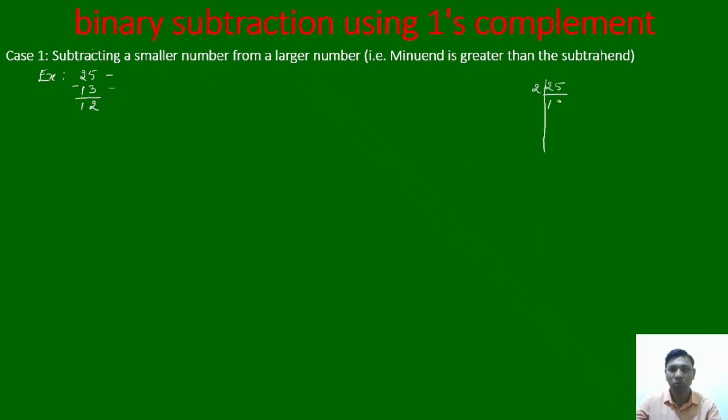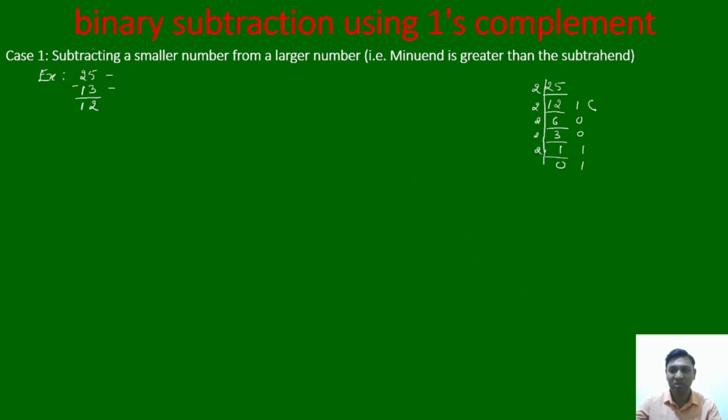2 ones are 2, 2 twos are 4, remainder is 1. 2 6 are 12, remainder is 0. Next, 2 3s are 6, remainder is 0. 2 1s are 2, remainder is 1. So we cannot divide 1 by 2. So as per basic mathematical rule, when the numerator is less than denominator, then the numerator acts as a remainder and quotient becomes 0.